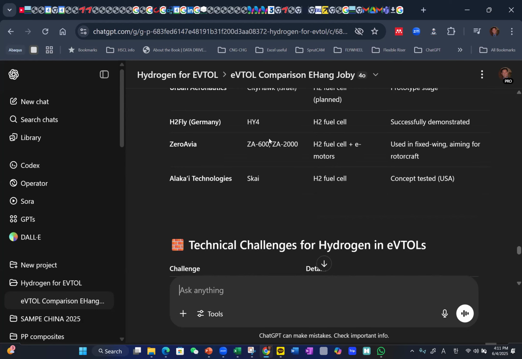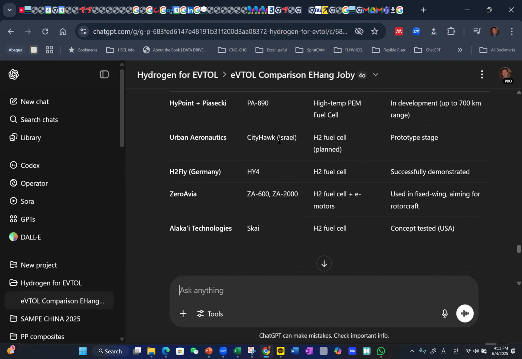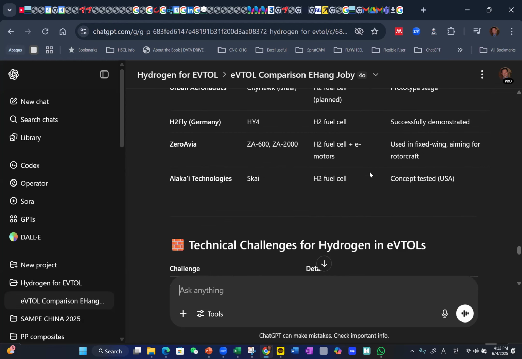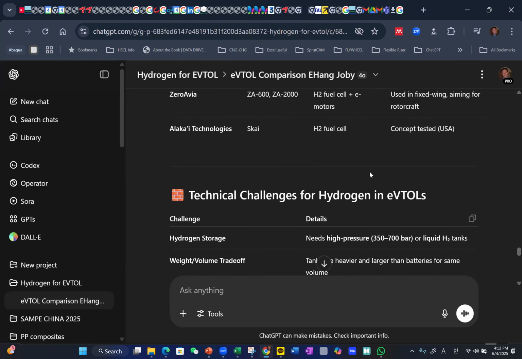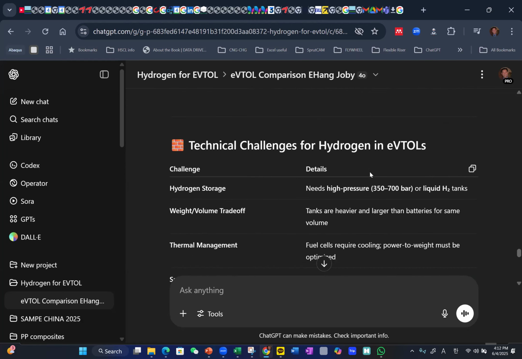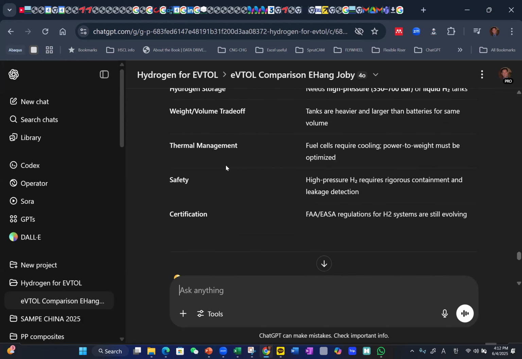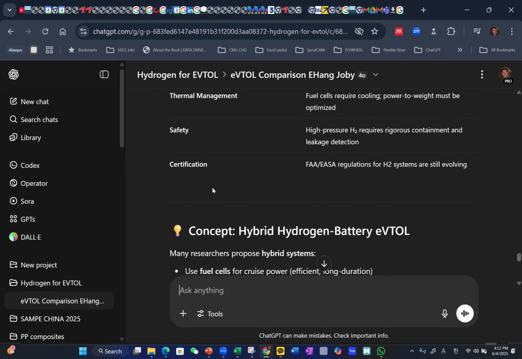So we should understand why so many companies are trying to develop hydrogen power systems for eVTOL. Well, they are not fully commercialized. They are exploring hydrogen. What does it mean? Since it's obvious that we can have a lot of advantages with hydrogen. Hydrogen storage, weight and volume, thermal management, safety and certification. This is also important.